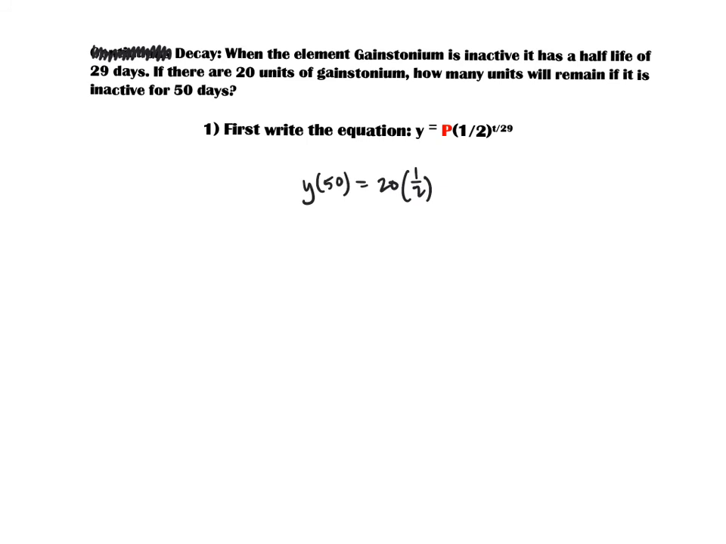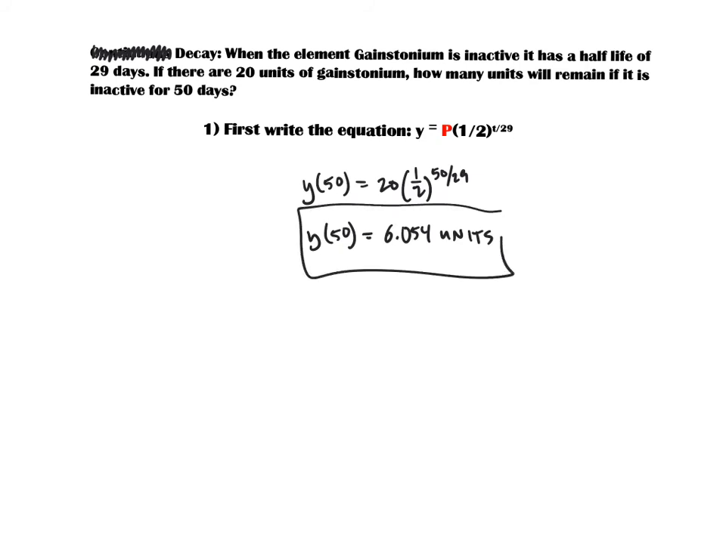And then for t, I would plug in a 50. All right, and this is going to calculate how much gainstonium is left after 50 days. So plugging that function in, the function y equals 20 times 1/2 to the t over 29, I evaluated using my calculator, and I'm going to round to 3 decimal places. I get 6.054 units of gainstonium left after 50 days.